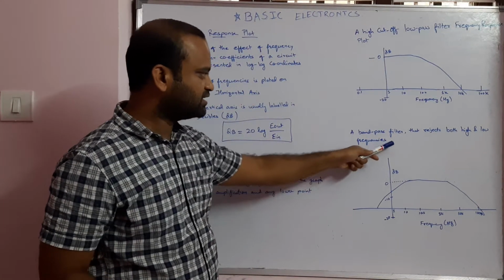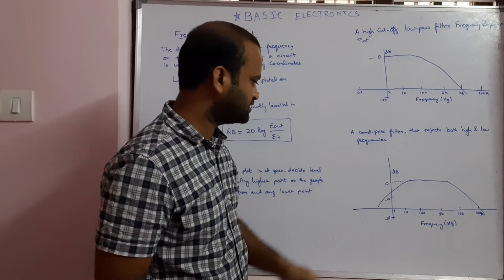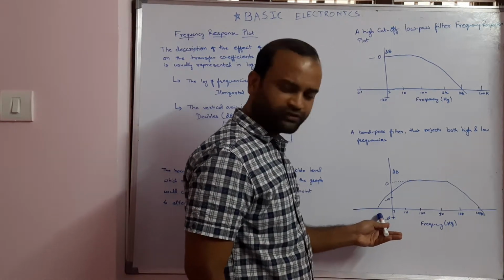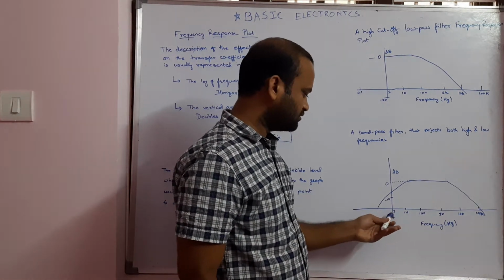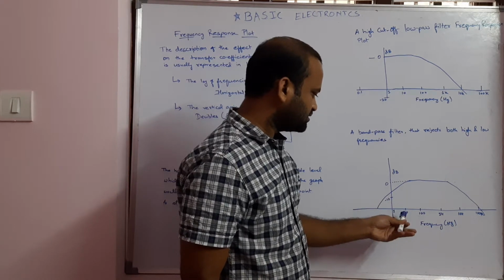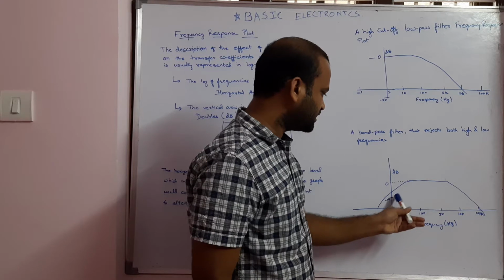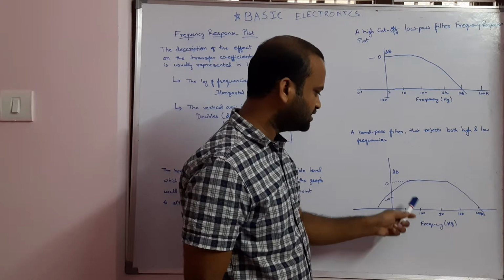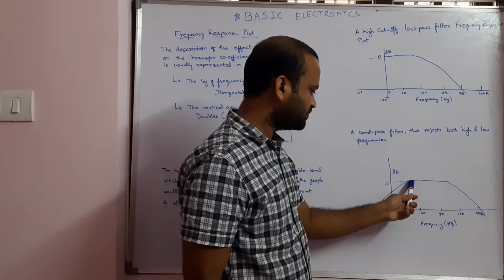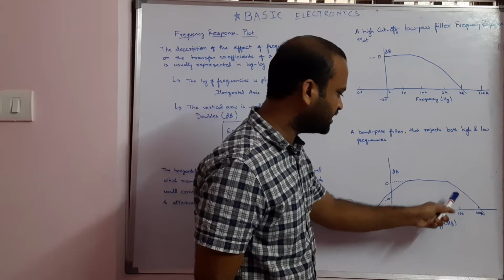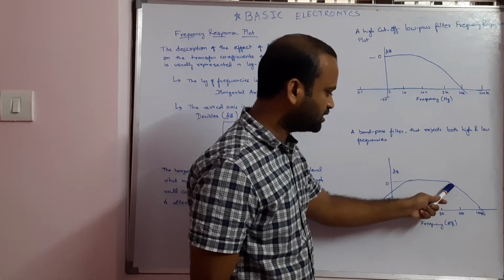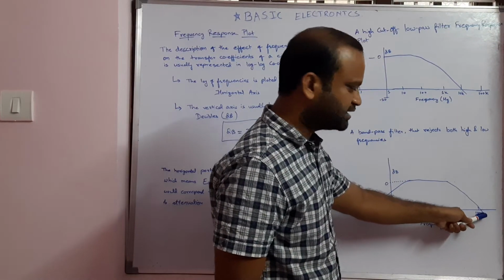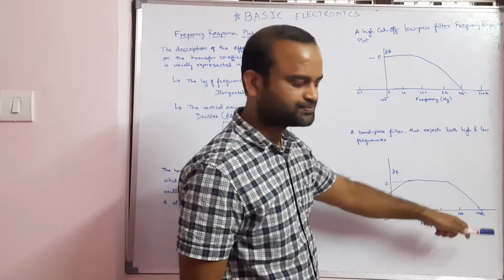Similarly, for a band pass filter that rejects both high and low frequencies, the frequency response starts from the low frequencies less than 1 hertz, and as the frequency increases, it reaches 0 decibels. Around 100 hertz, the response reaches 0 dB, continues till 10 kilohertz, and slowly starts decreasing again until it reaches 100 kilohertz.